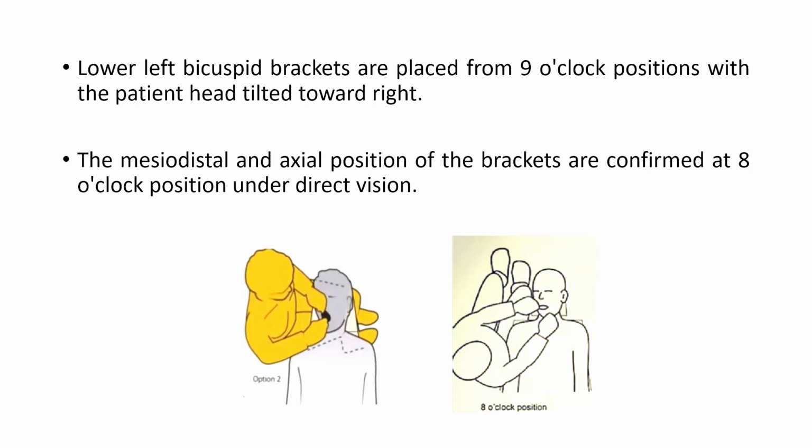Lower left bicuspid brackets are placed from 9 o'clock position with the patient's head tilted toward right. The mesiodistal and axial position of the brackets are confirmed at 8 o'clock position under direct vision.